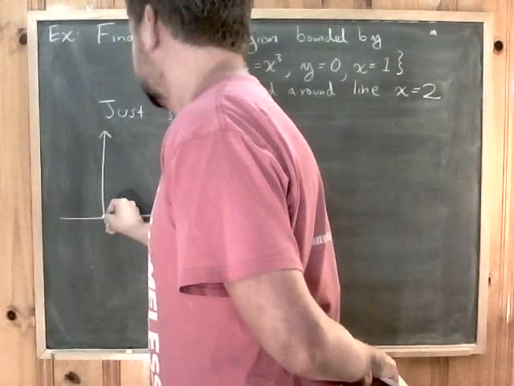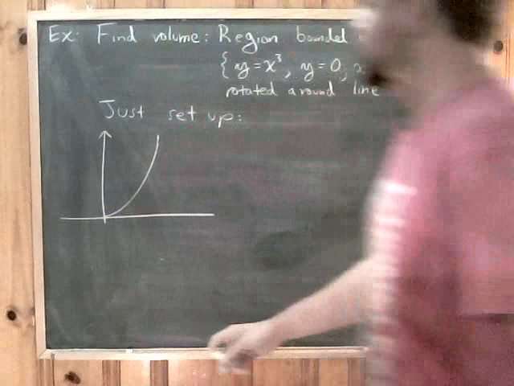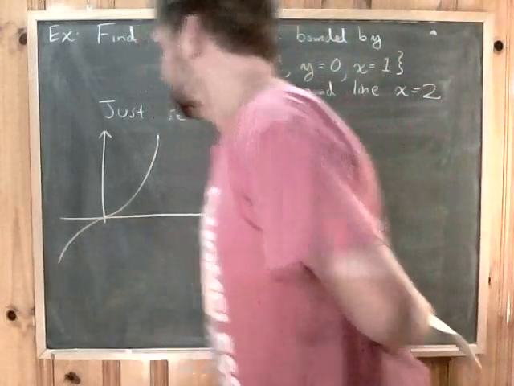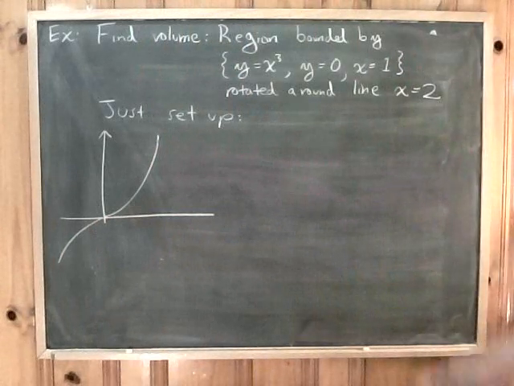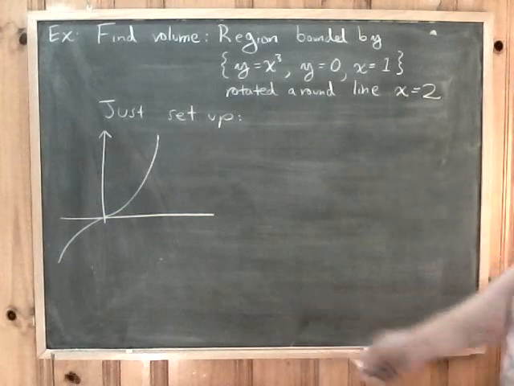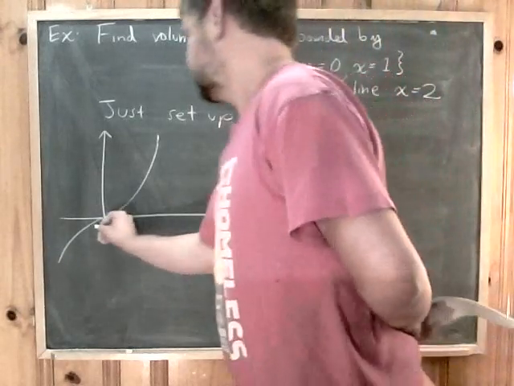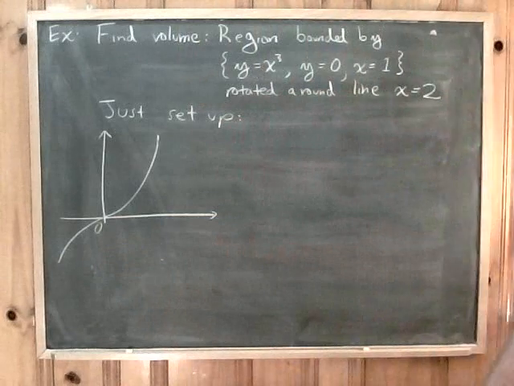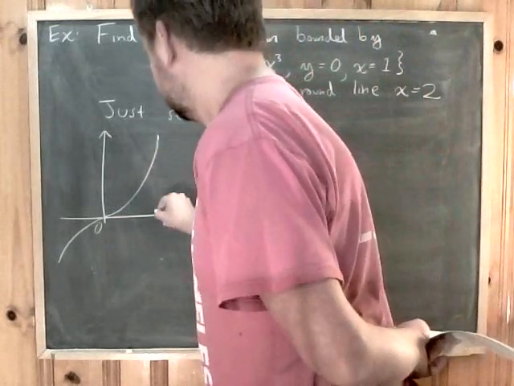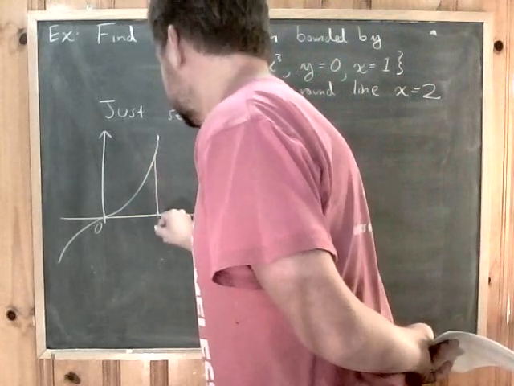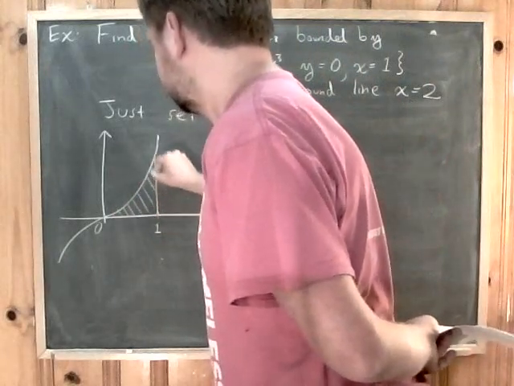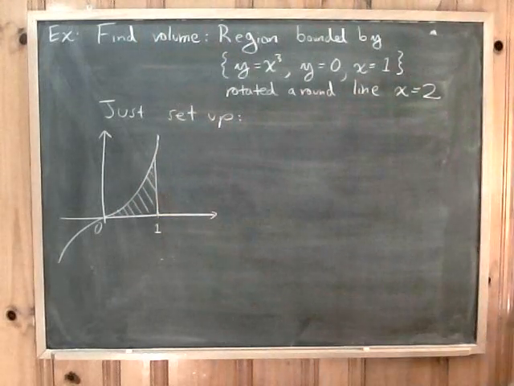Here's y equals x cubed. Of course, it also goes that way, but we're going to also bound it by y equals 0. That's the x-axis. And x equal to 1. So pick a spot here to call 1. So there's the region inside of there.